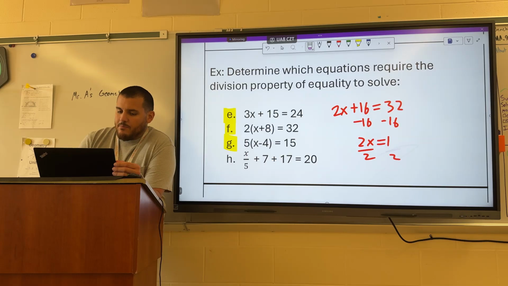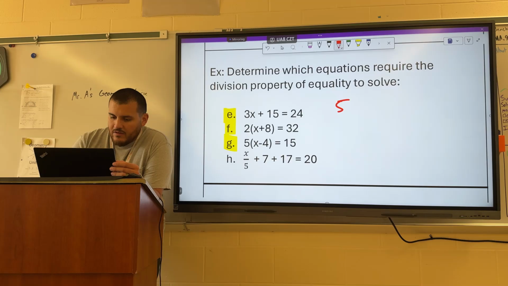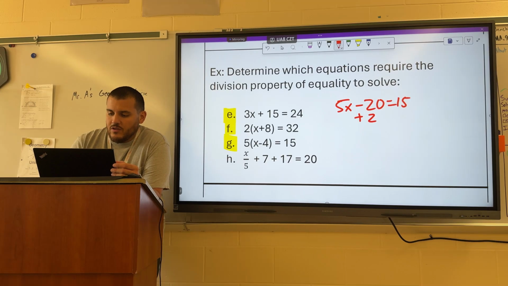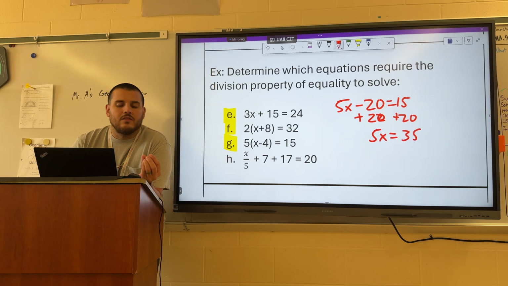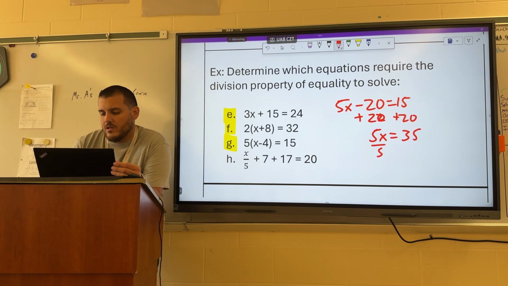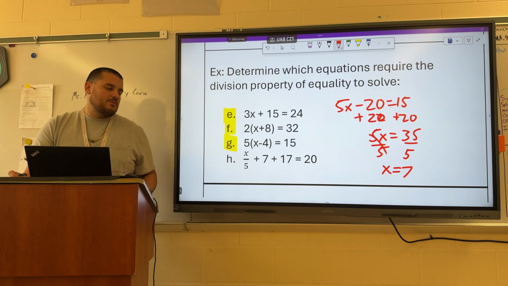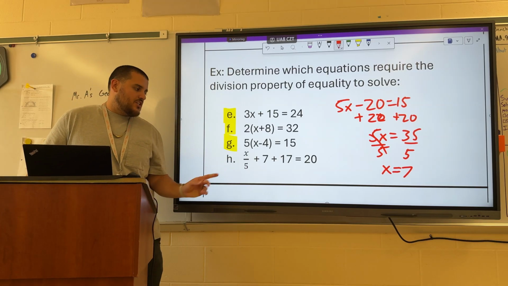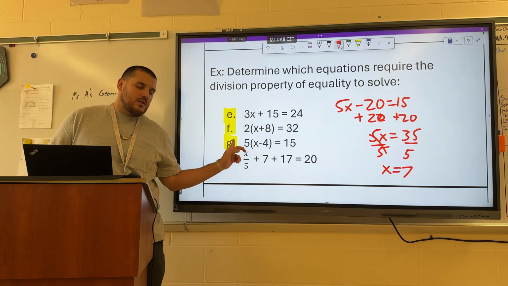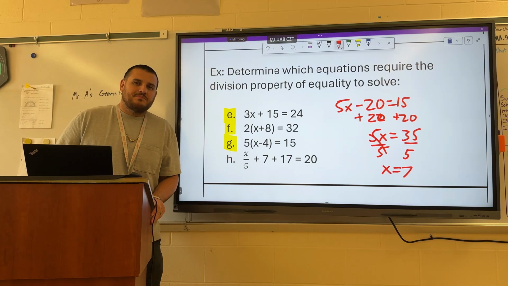And again, that same thing happens in G. We have distributing our 5, we get 5x minus 20 equals 15. I would use the addition property of equality to add 20 to both sides of the equal sign so that I get 5x equals 35. And now I would use the division property of equality, divide both sides of the equal sign by 5 to get x equals 7. We would not end up dividing at all for equation H. That would require the multiplication property of equality to get rid of that over 5 there.